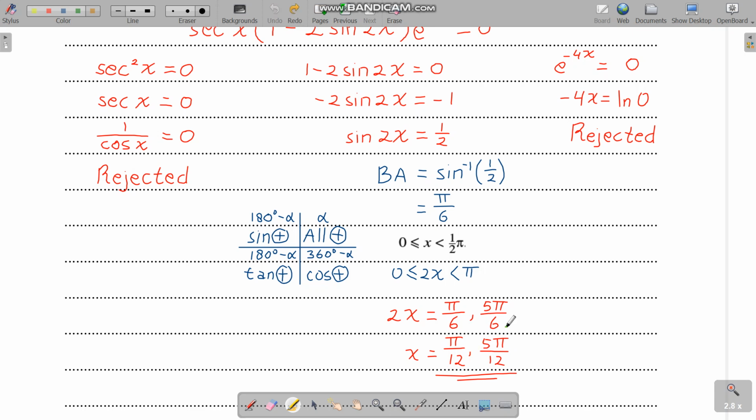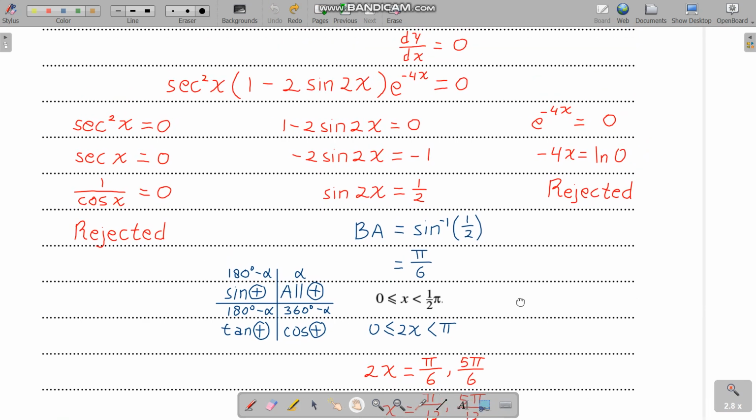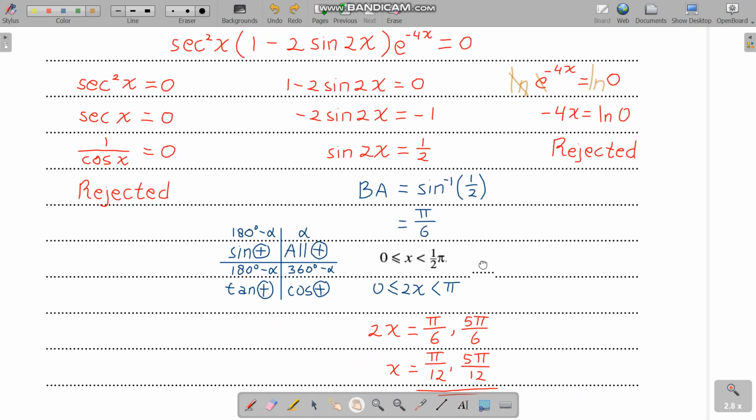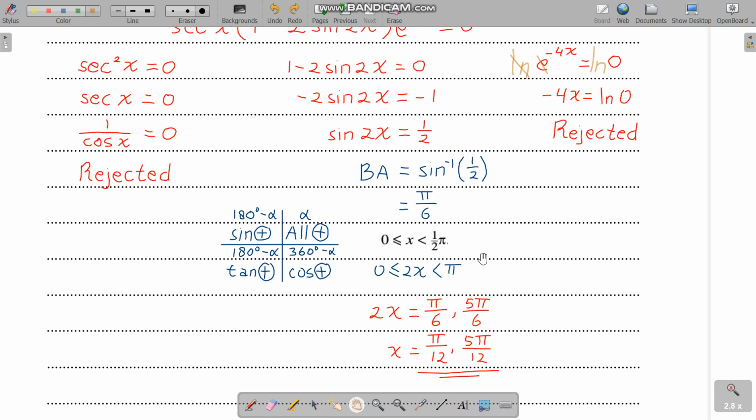We have two solutions. And from the other factor, there's nothing we can get from here, because after we take ln of both sides, on the left we cancel out and have only the power minus 4x. On the right, ln 0 using a calculator will give a math error, which means it's impossible, so we have only two solutions. Alright, I'll see you again next time.